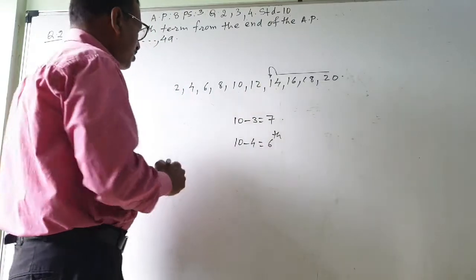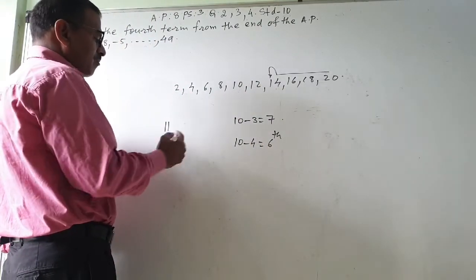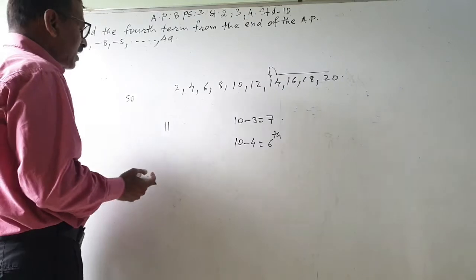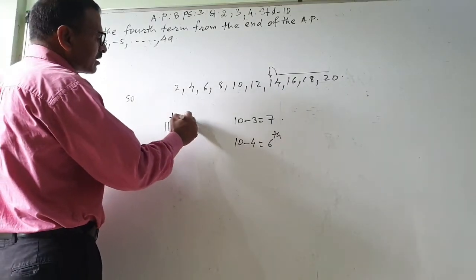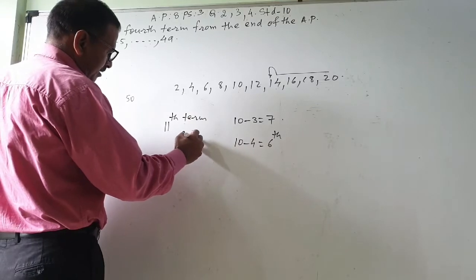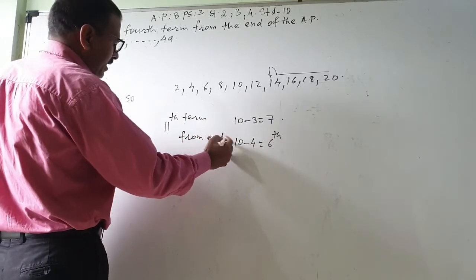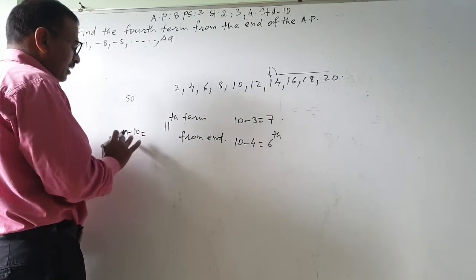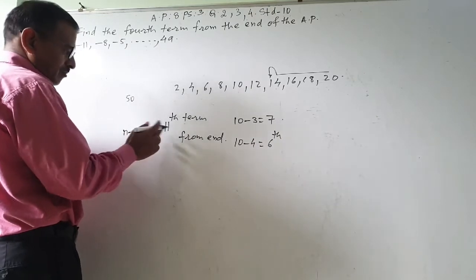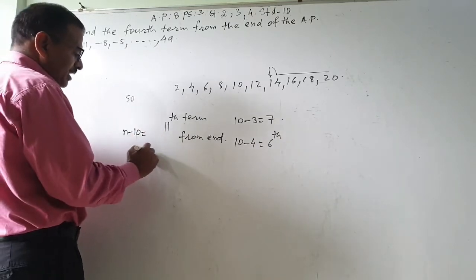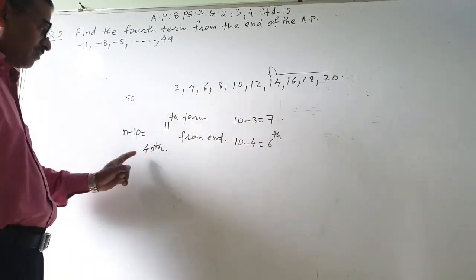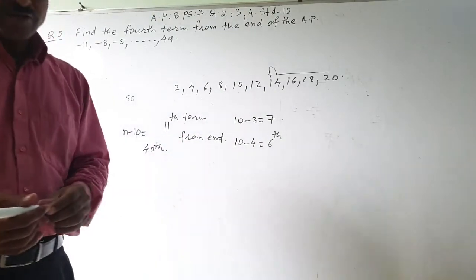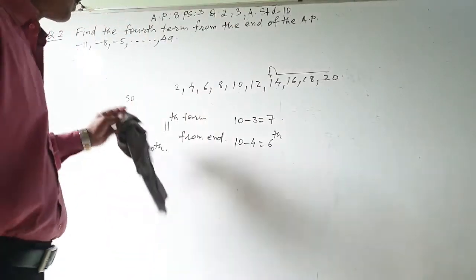Suppose you are asked the 11th term from the end and there are a total of 50 terms. Then I will do n minus 10, that is 50 minus 11 minus 1, which means 10. So the 40th term will be the 11th term from the end. Try to understand this, otherwise this is a difficult sum.